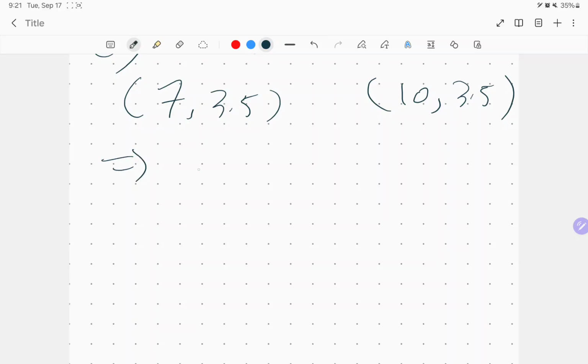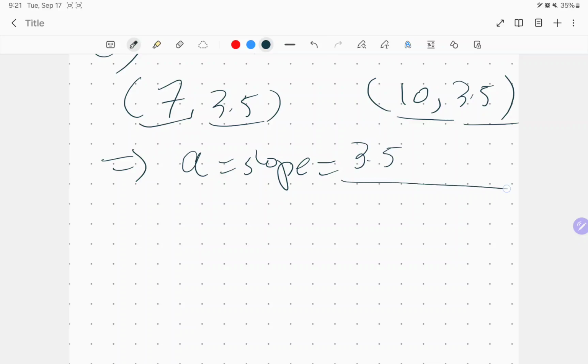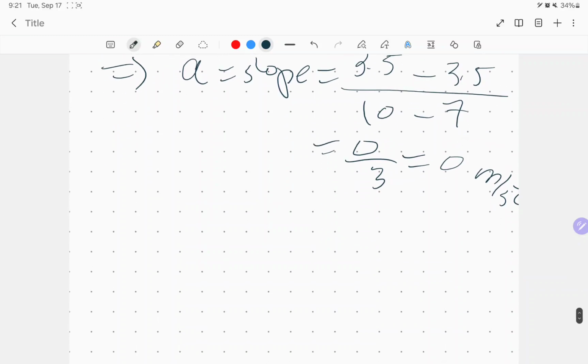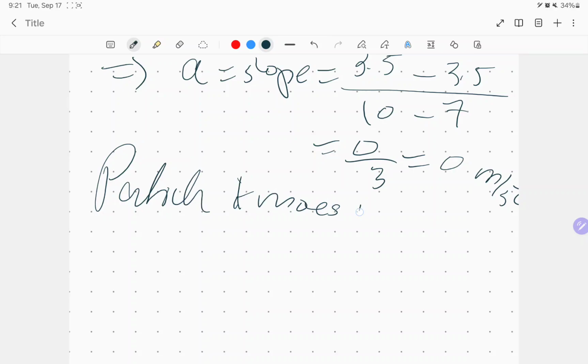So let's go over here. Acceleration, same as the slope, equals y2 minus y1 over x2 minus x1. So 3.5 minus 3.5 over 10 minus 7 is 0 over 3, which gives me 0. That's how I prove that there is no acceleration. There is no what? Acceleration. The particle moves with a constant velocity.